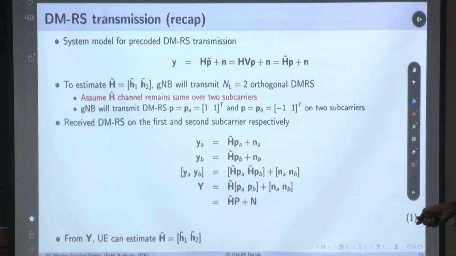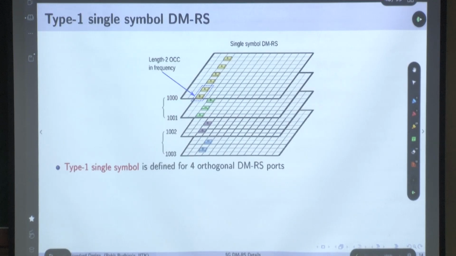And you see these ideas being used in defining the DMRS, and that is what I am going to show you now. This is something we have not seen till now. Look at this, what are we saying here? It's type 1 single symbol DMRS. We have studied single symbol and double symbol DMRS, type A and type B. Both of them have single symbol and double symbol.